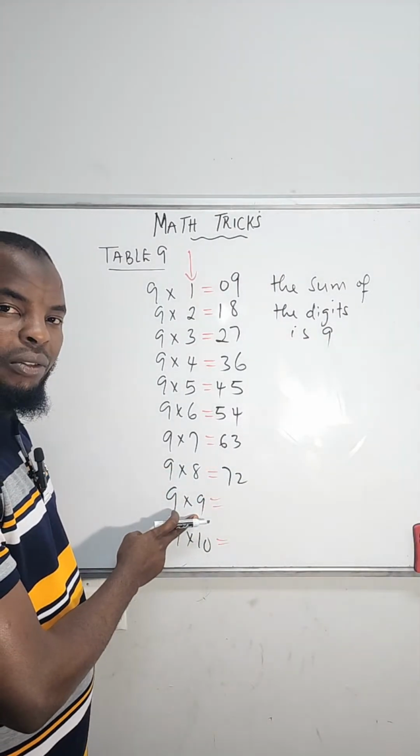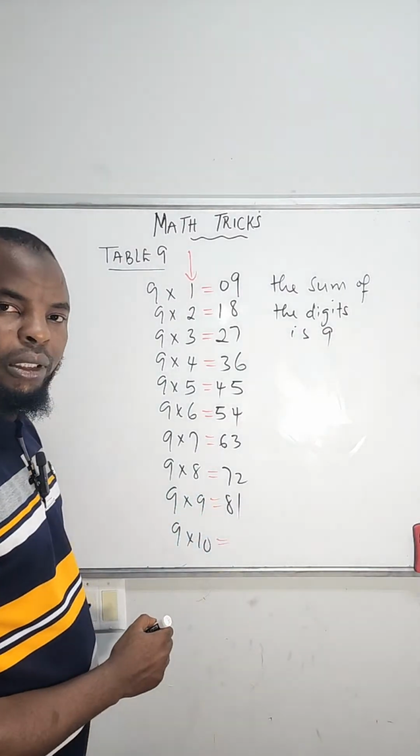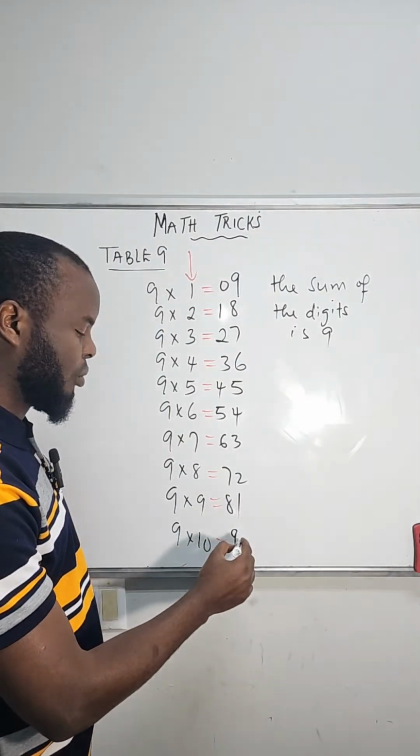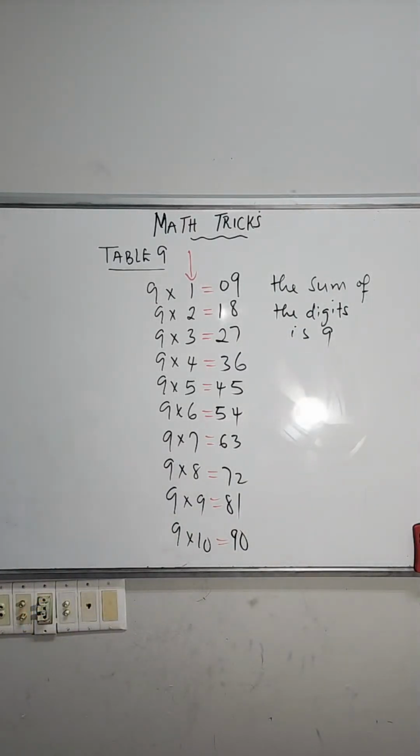If you take one less of 9, you have 8. To make up 9, you have 1. If you take one less of 10, you have 9. To make up 9, you have 0. So this is the method. So this is the second approach you can use. Okay? So this is the second approach you can use.